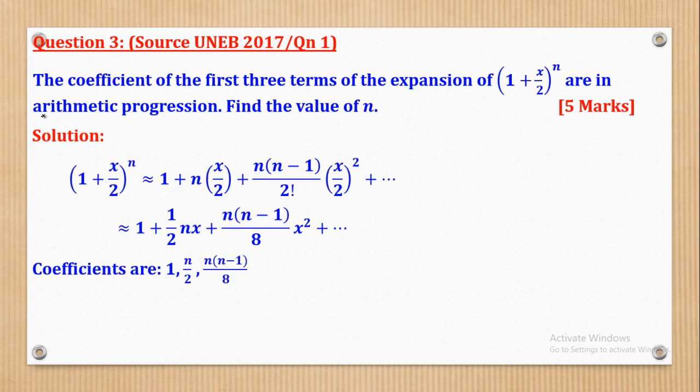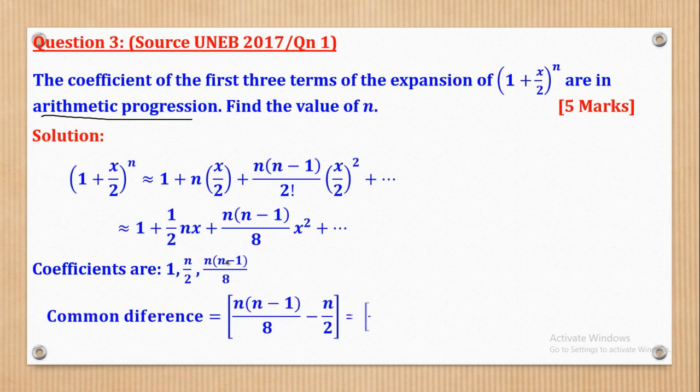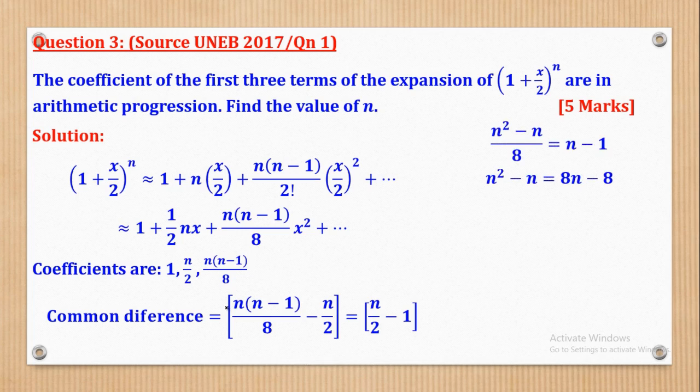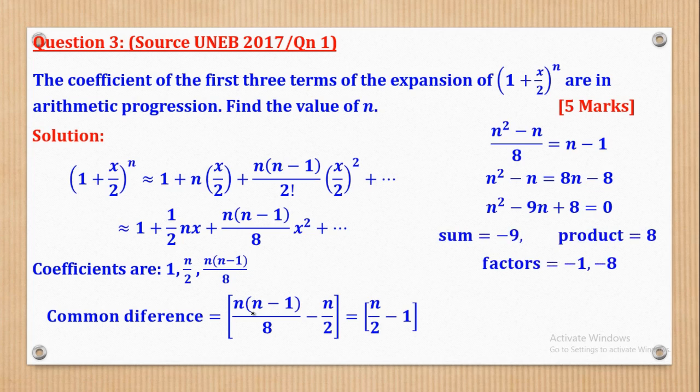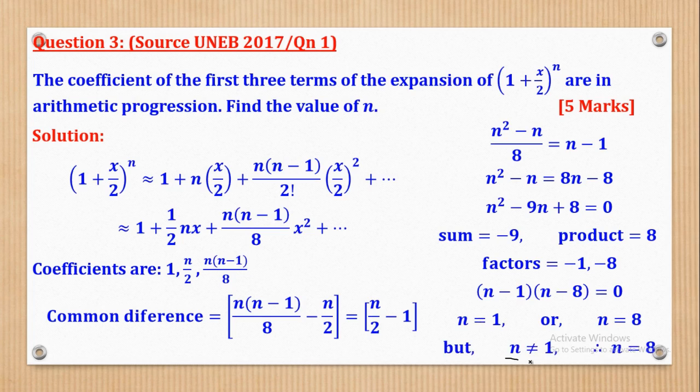But they told us that they are in arithmetic progression. Now, arithmetic progression means that there is a common difference. So, I shall say, this minus this is equal to this minus that in this line, as we see in that line. So now we have an equation with only one unknown. The next thing to do is to simplify until we get the value of n. So when I simplify, I'll come up with a quadratic, and I can either factorize or use the bulldozer method to come up with the values of n. So when I factorize, n will be equal to 1 or n is equal to 8. But we know that n cannot be equal to 1, therefore n will be equal to 8.